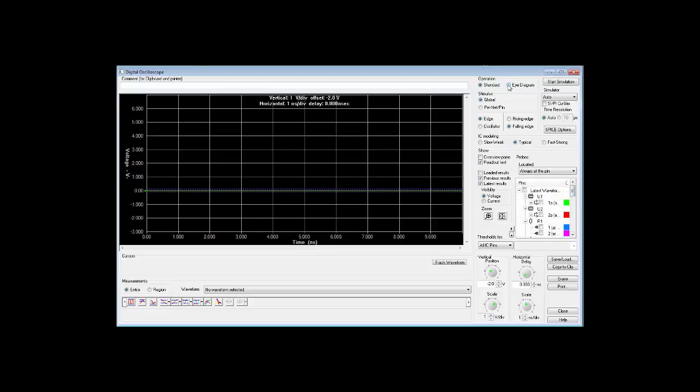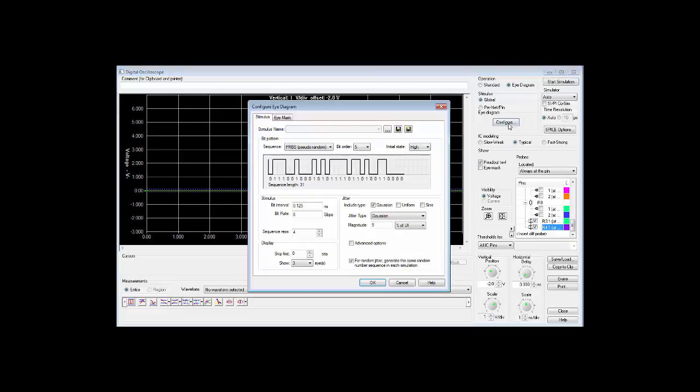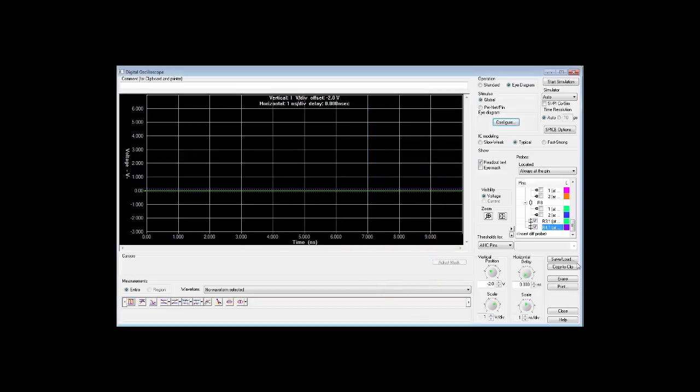Okay, now I'll go to eye diagram. Now it changed everything. Do I still have my probes? Bing, bing. So I've got those. I'm going to configure the eye diagram. In this case, I've got this thing running at 8 gigabits because this is a DDR3 design. And with that in mind, let's go ahead and start the simulation and see what happens.